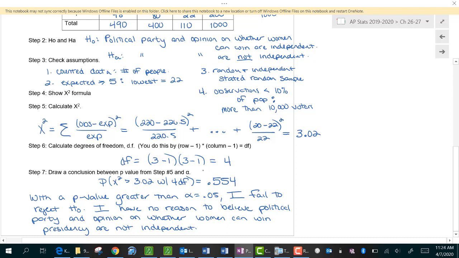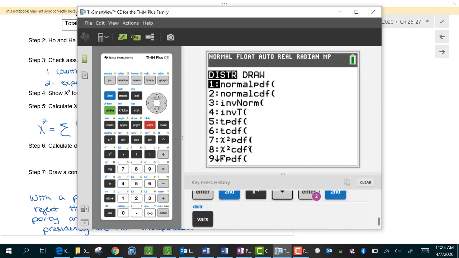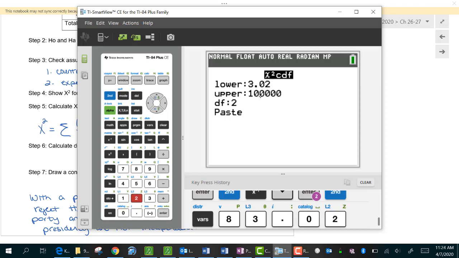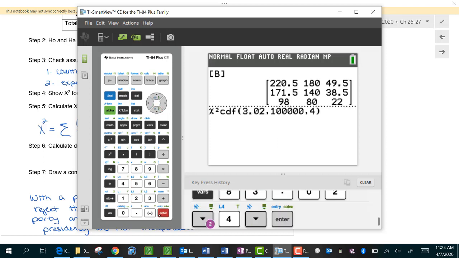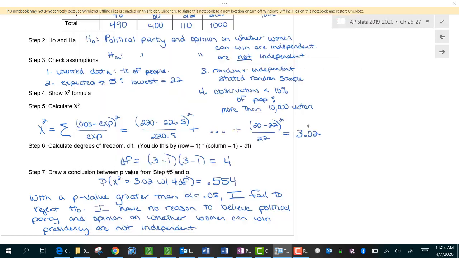So finally for our p-value, well, we actually already saw this when we did the test in our calculator, but we could check this again by going to second vars, chi-squared CDF. So remember, we put the lower bound, so that would be our test statistic of 3.02, a ridiculously large number, and then the degrees of freedom. So I end up with p equals 0.554. Now that's a pretty large p-value, and it's definitely greater than that 0.05 significance level we said before.